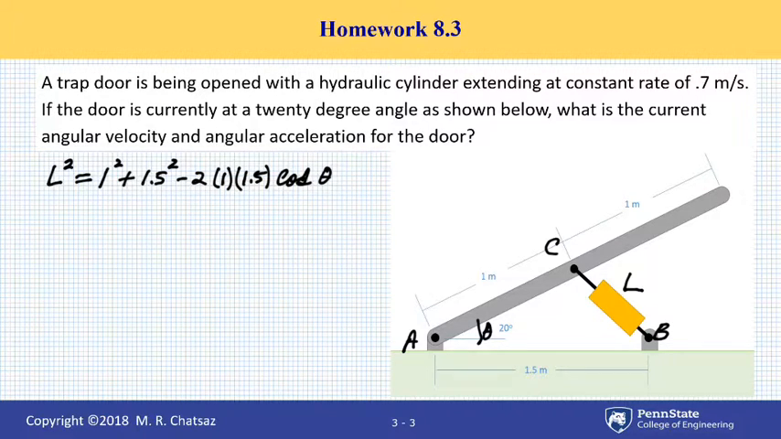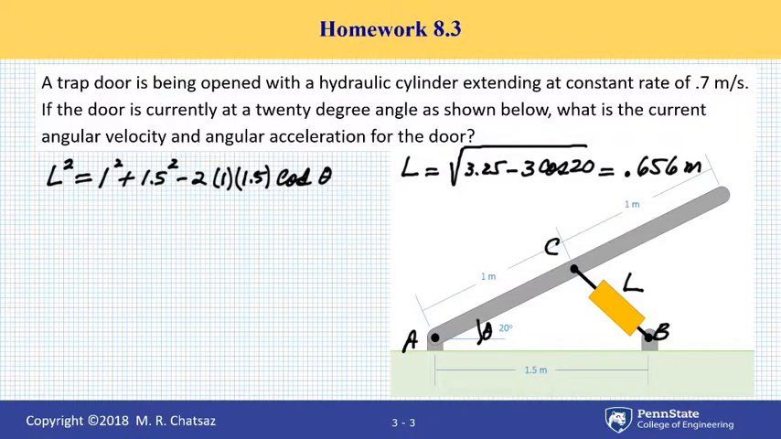Now, for the position shown where theta is 20 degrees, I can plug in 20 degrees and solve this equation for length L at the position shown. Therefore, I have the square root of 3.25 minus 3 cosine of 20. Calculating this value, I get a length of 0.656 meters for the current position shown. Now, I have a position function.